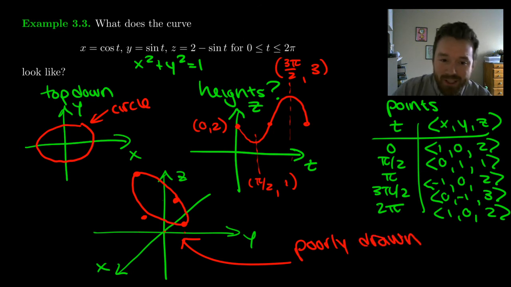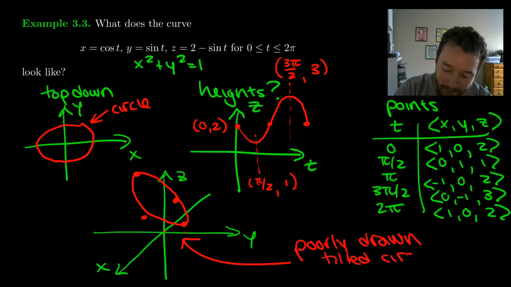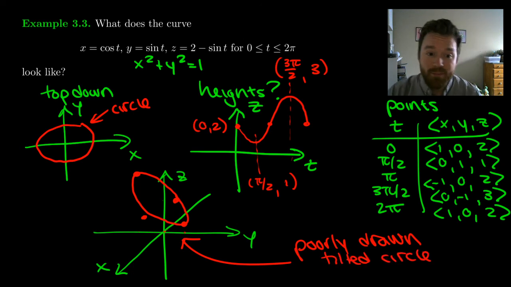I encourage you to look this up on GeoGebra and show that it doesn't really look like this. If you make the line fat enough, it might work. It's a poorly drawn tilted circle. Okay, we actually will revisit this example and show that it's a tilted circle. But anyway, kind of cool.